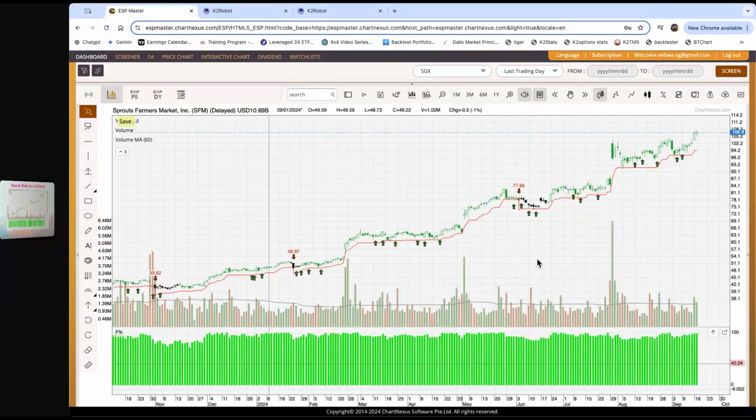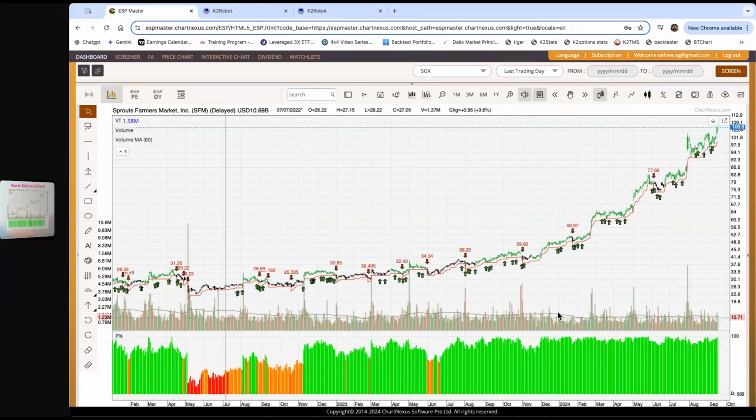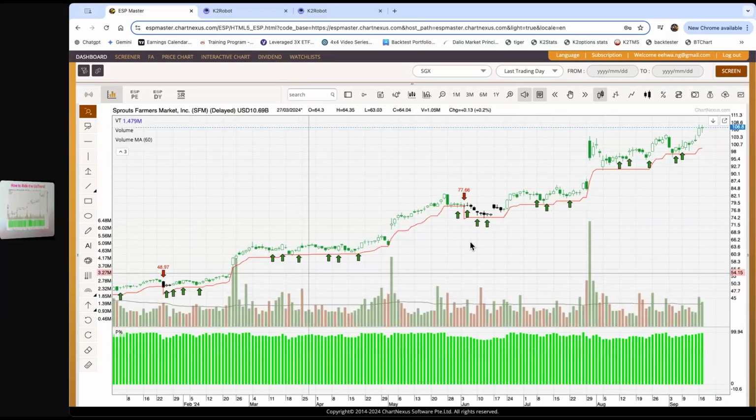This stock has been in an uptrend for a very long time, but I just want to show you 2024 because of time limitation. So at all these lows is where the robot should take a trade. These are the dates. So let's compare. March 15, it took a trade at this low.